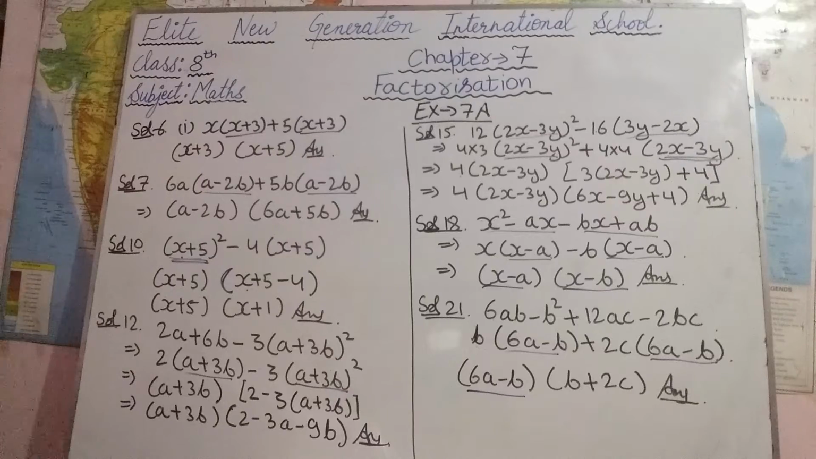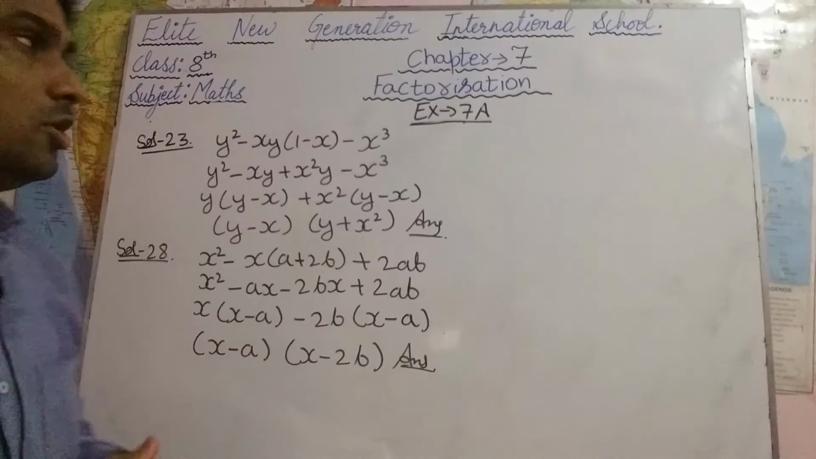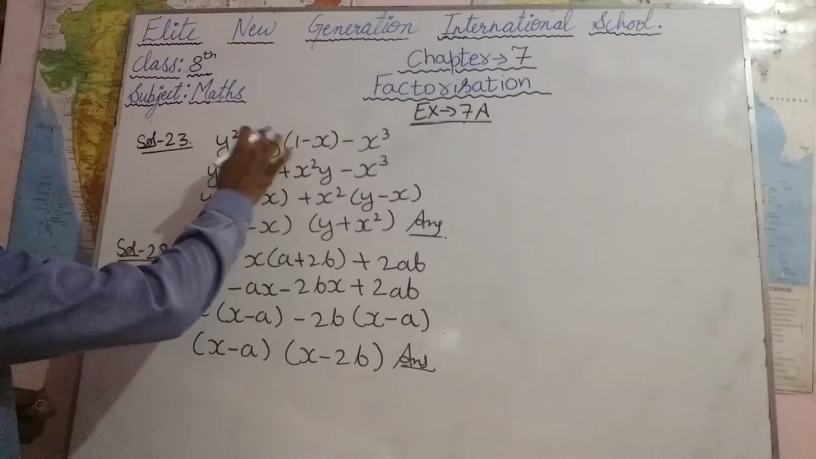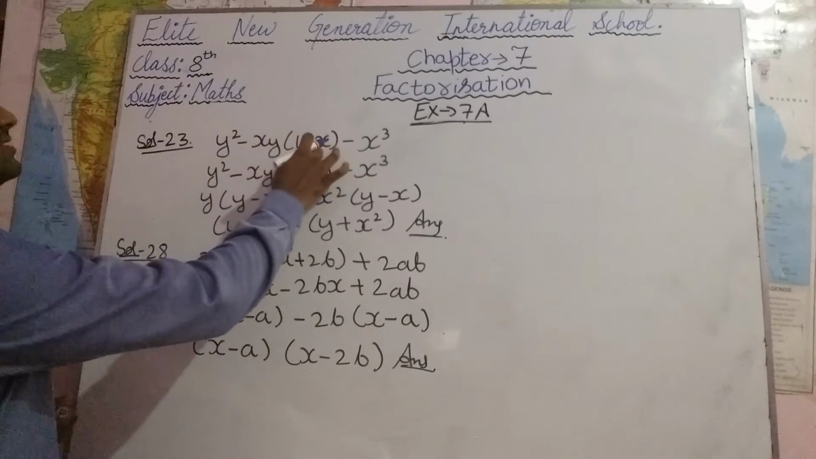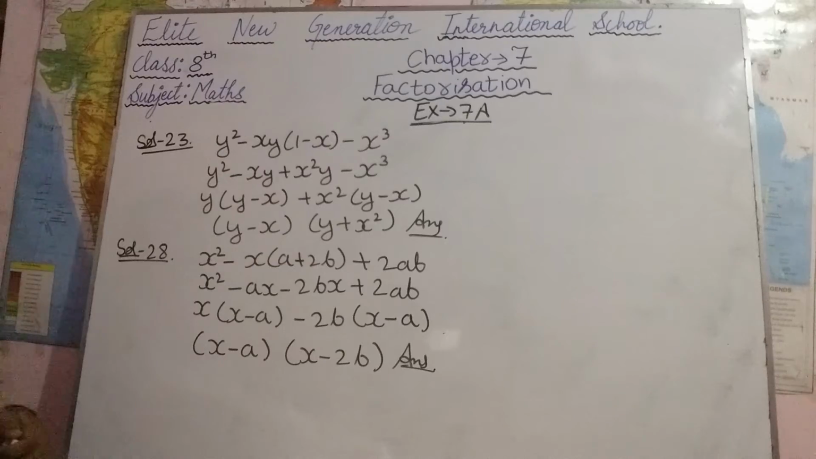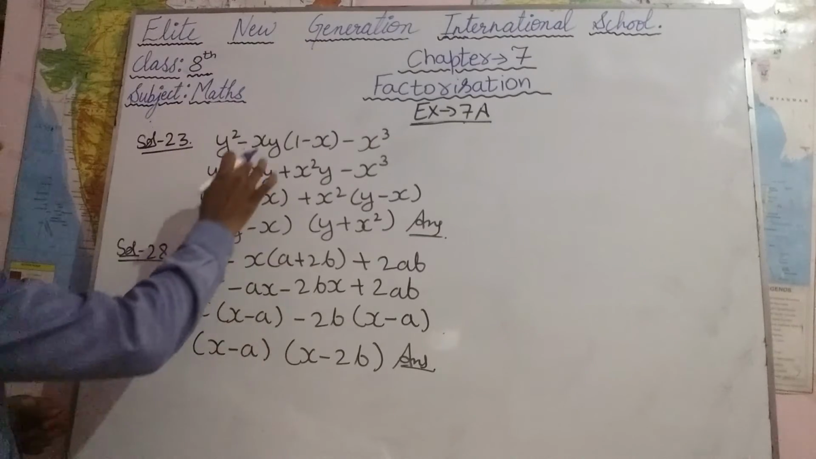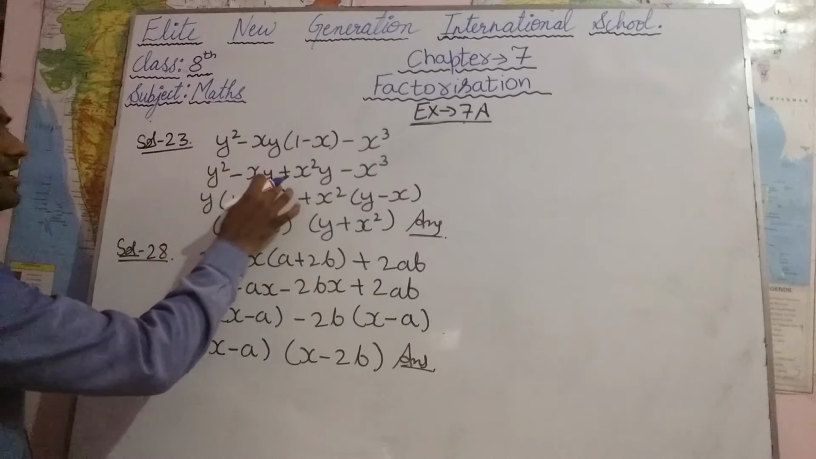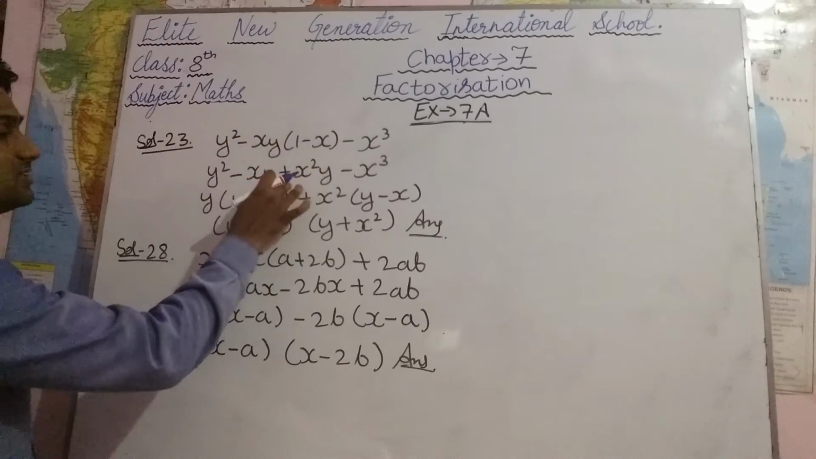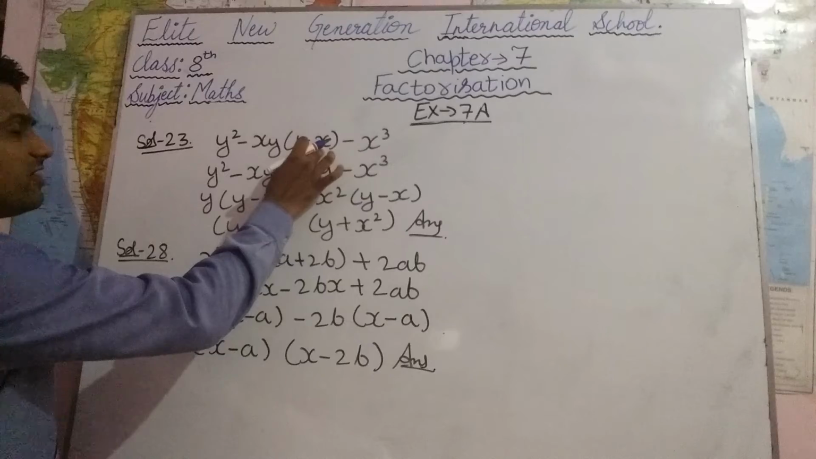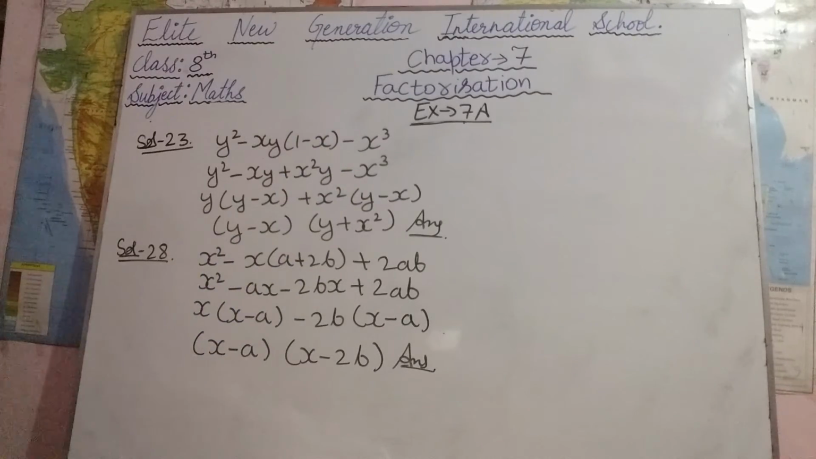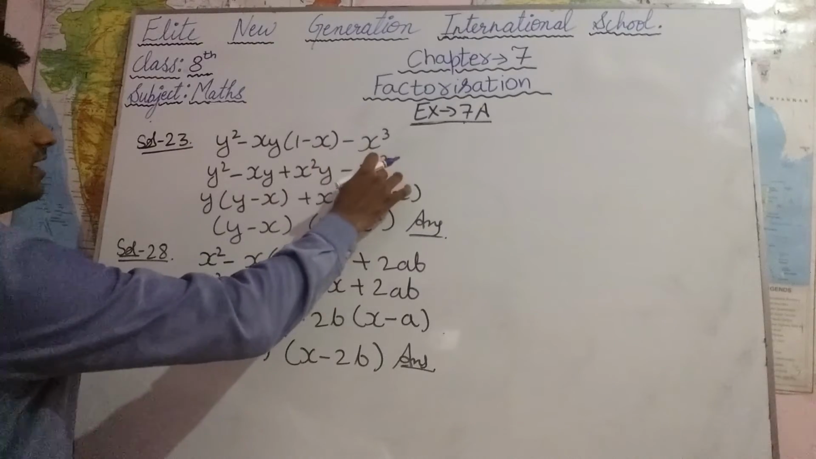Now after this, the next question. In question number 23 we have y square minus xy in bracket 1 minus x cube. So we can write it as y square, this xy will multiply by this bracket, so it will become minus xy, and minus minus will be plus. When this xy multiplies by this x, it will be x square y. So here minus x cube.